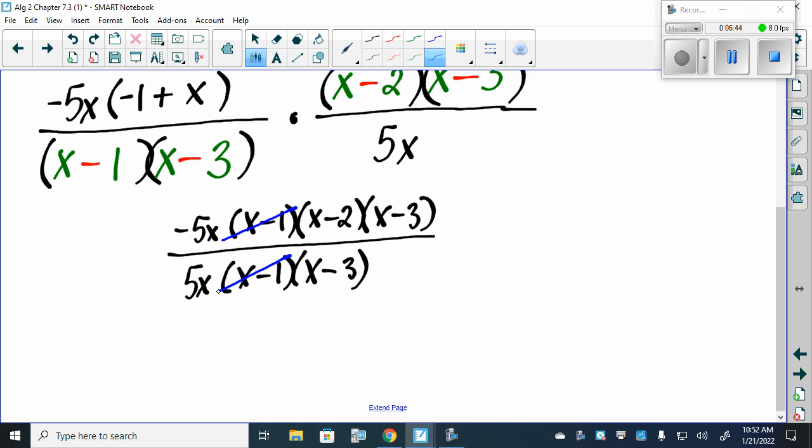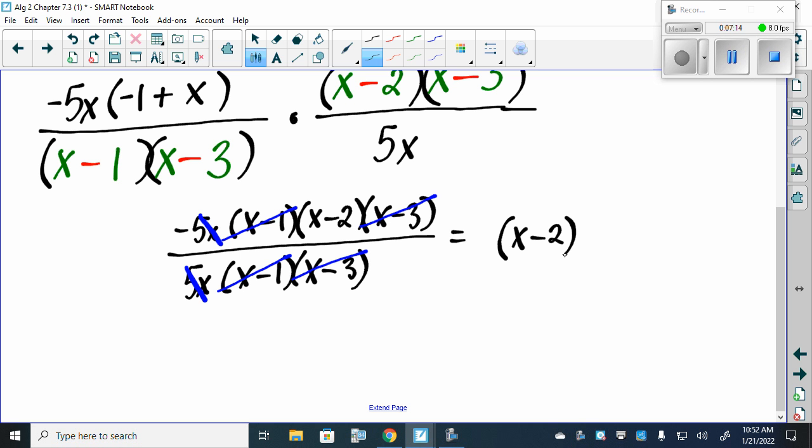X minus 1 and x minus 1, x minus 3, and then 5x and the 5x. Now, if we notice, everything in the denominator did simplify out completely. So we don't have to put a denominator. But in the numerator, what do we have left?